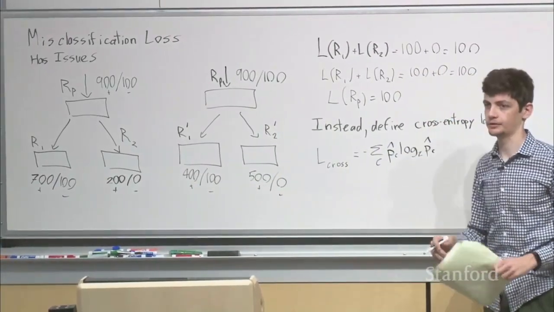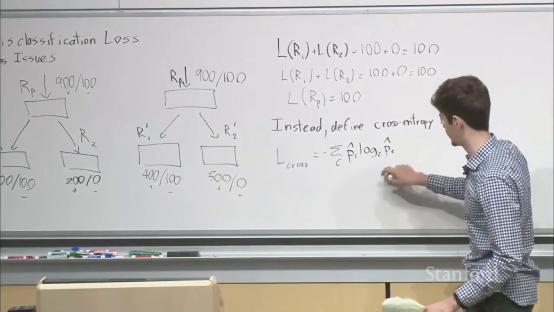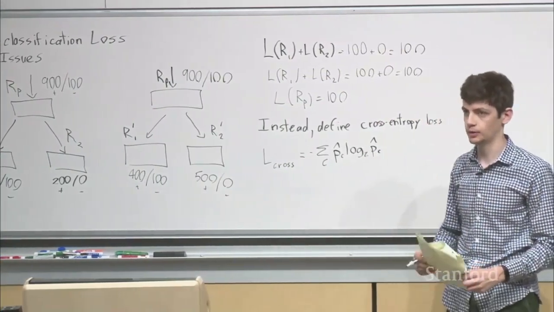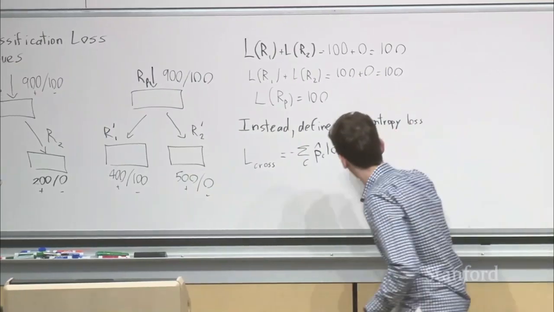So that would be log base 2. The question is, for the cross entropy loss, is it log base 2 or log base C? It's log base 2. Okay. Here, I can write that out.